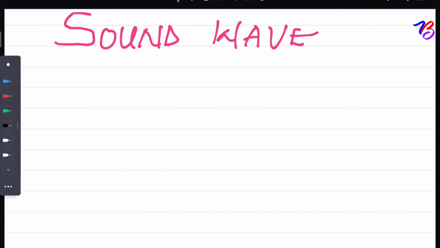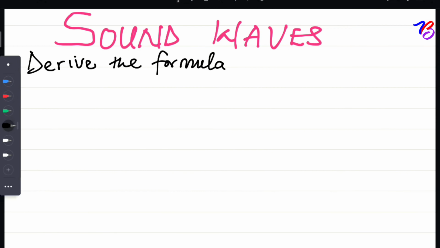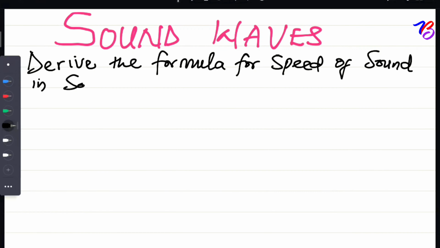Hello guys, welcome. This is a quick solution to a problem under sound waves for JAMB candidates. So let's assume that this question comes this way. But remember, this is a derivation. So derive the formula for speed, which is V of sound, in solid materials, okay? In solid materials. Are you here?